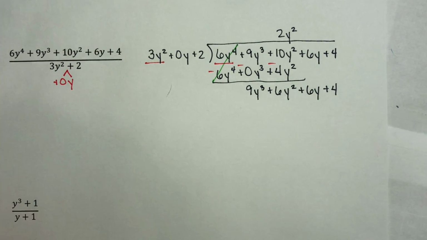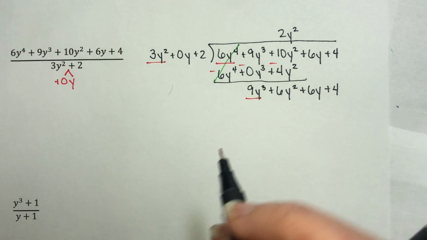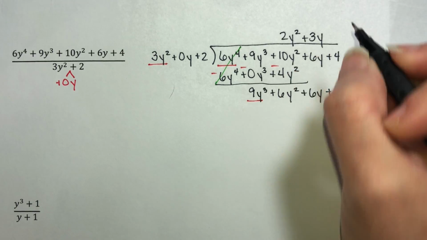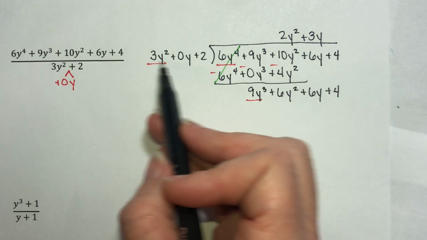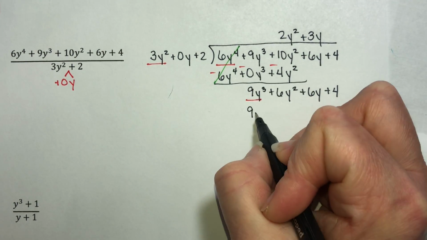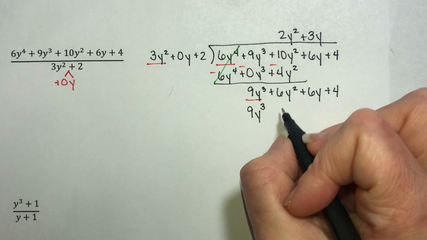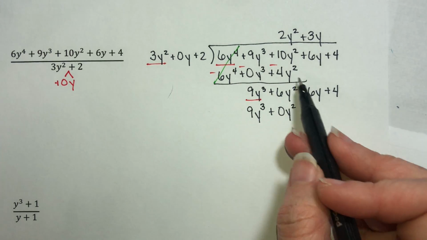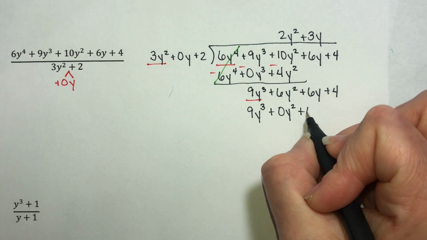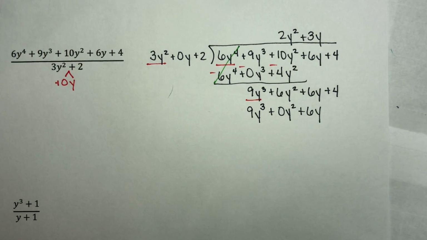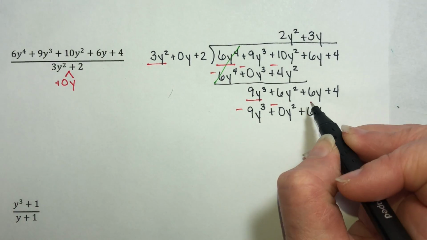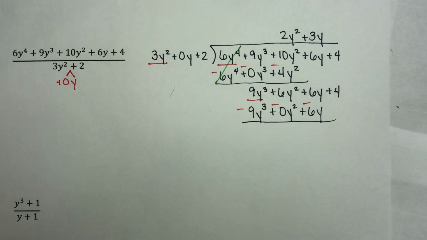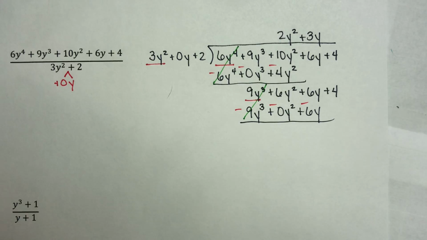And repeat. We want to match 3y squared to 9y cubed. So I should multiply that by a positive 3y. Take the 3y, distribute it through here. 9y cubed plus 0y squared. Again, I'm keeping the 0 around because it's a placeholder. Plus 6y. We are subtracting, so we change every sign. Our first term should cancel out, and it does.